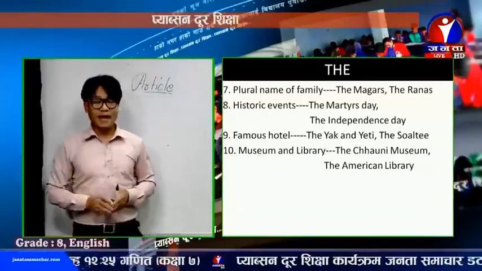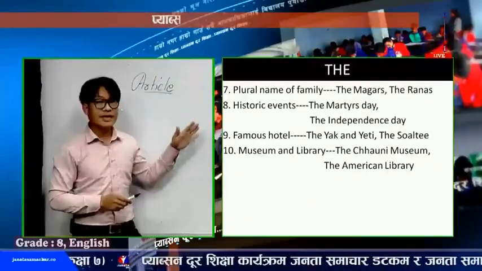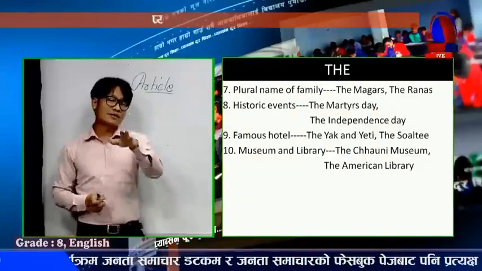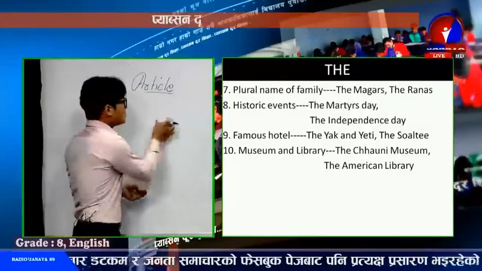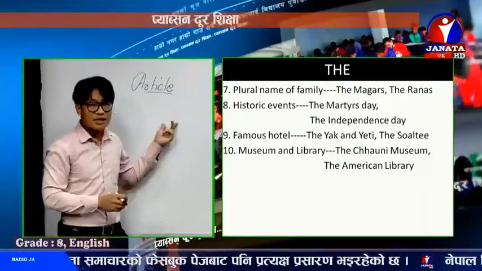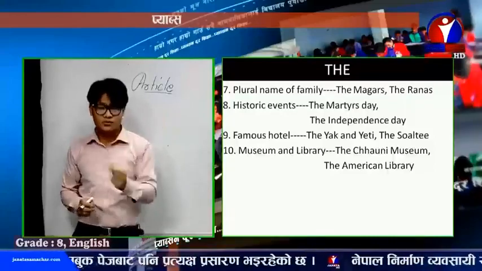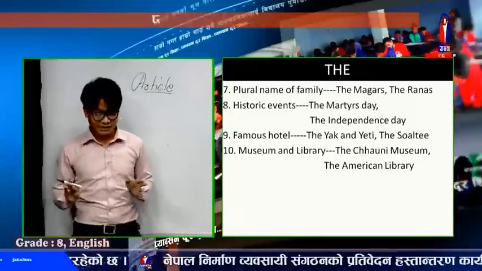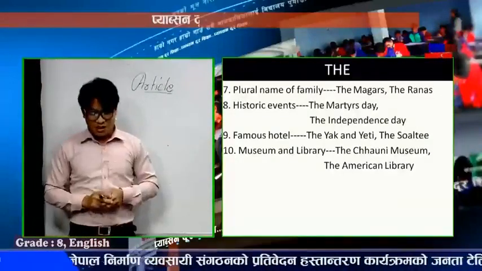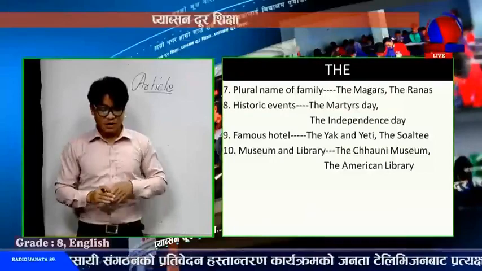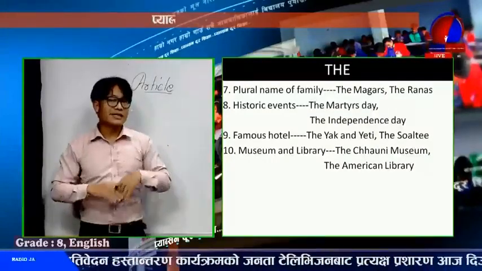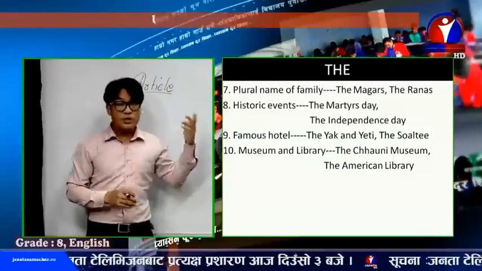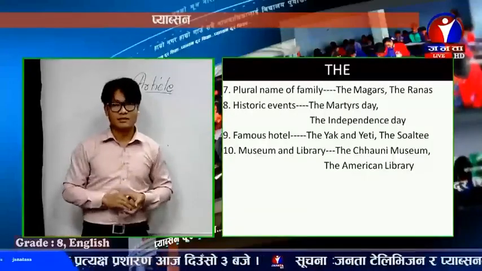Next is the museum and library. When there is the name of a museum, then we should use the article. Once again, if there is only the word museum, then it takes a museum. There is a museum. But if there is a name of a museum, then it takes the article. So you can see this side, the Tawney Museum, the American Library, the Indian Library. When there is a name of a library or museum, then we should use the article.